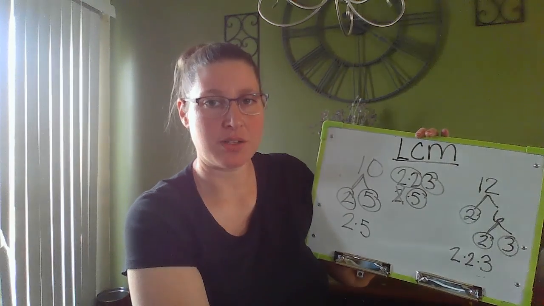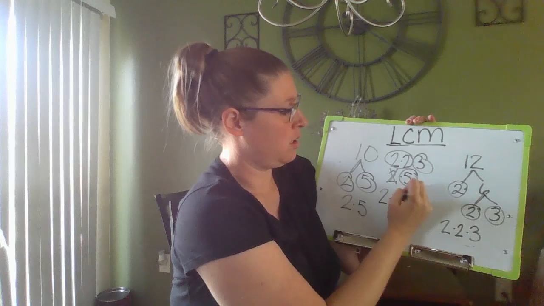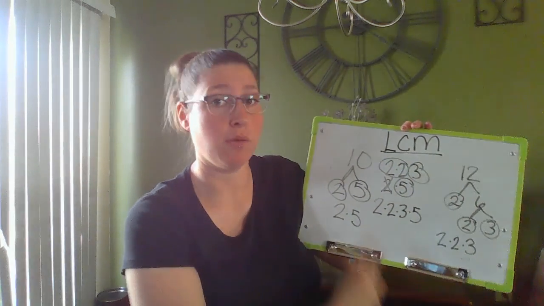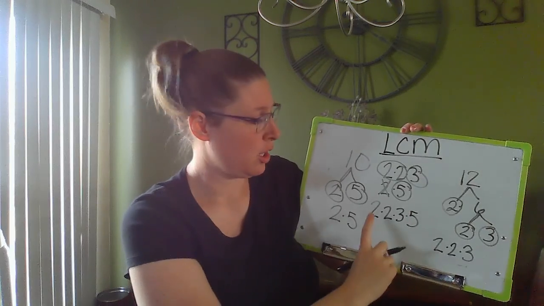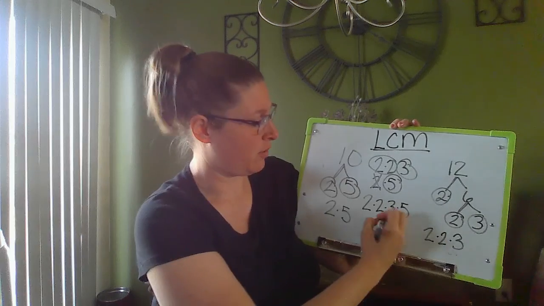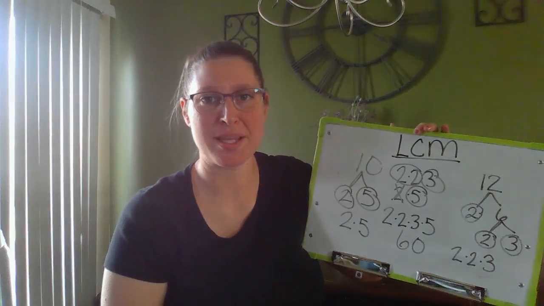Anything inside the circle is now going to be part of our multiplication problem. 2 times 2 times 3 times 5. So now when I multiply it out, I should get my answer. 2 times 2 is 4. 4 times 3 is 12. 12 times 5 is 60. So we did get the same answer as we got when we were skip counting.